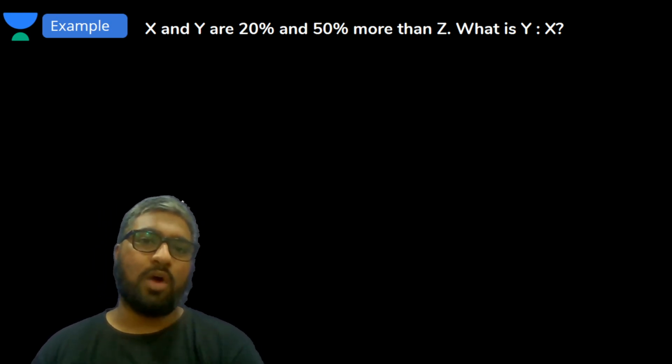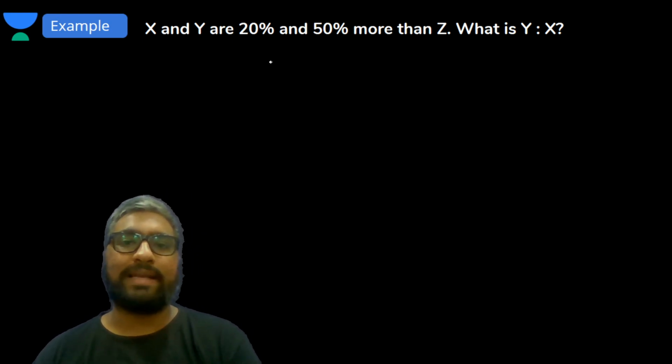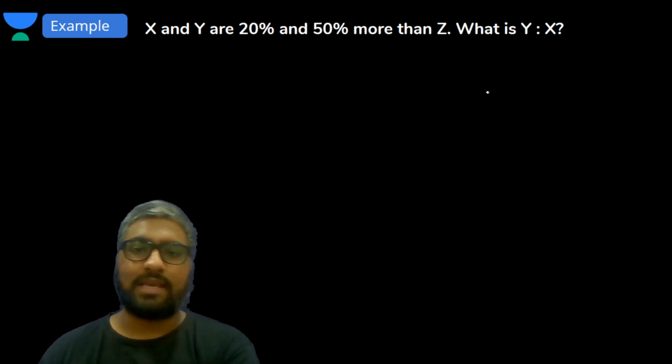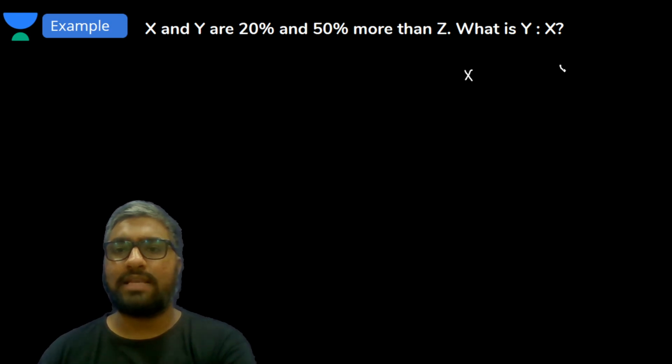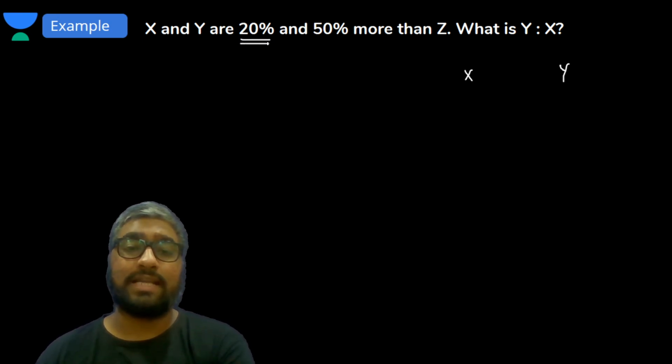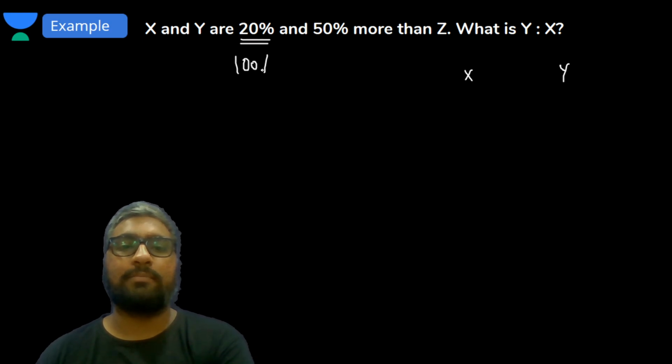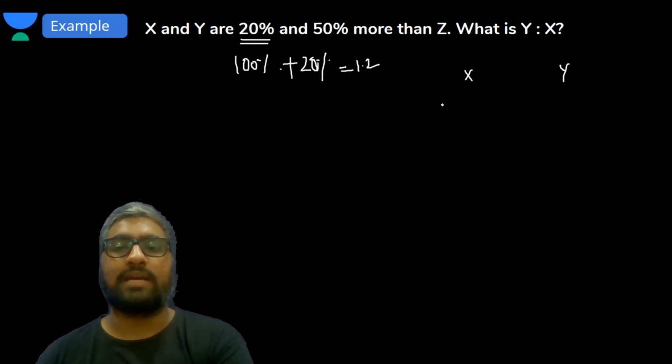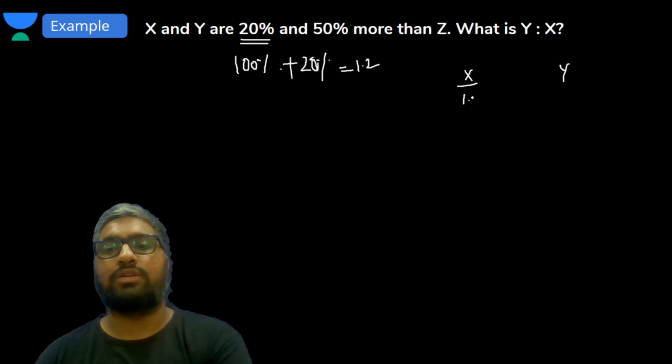Okay. So what is given here? X and Y are 20%, 50% more than Z. So there's X, there's Y. X is 20% more than Z, which basically means what? If you've attended the percentage lecture, you will know 20% more basically means 100% plus 20%, which is 120%. That is nothing but 1.2 times. So X is 1.2 times Z. Y is 1.5 times Z.